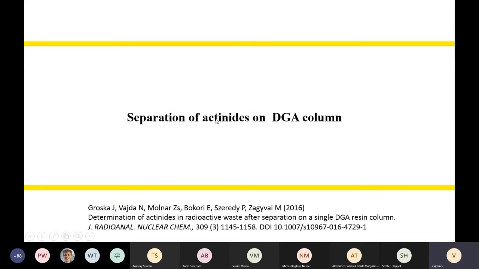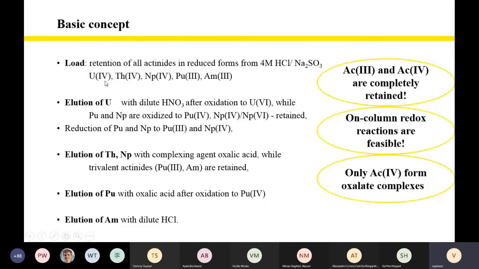So we developed a chromatographic separation for the actinides. You can read about it in our paper from 2016. The basic concept was that we load the actinides from 4 molar hydrochloric acid on the DGA resin, where all of them are retained, and we use a strong reducing agent, so as to have tri- and tetravalent actinides only. Then we elute uranium with dilute nitric acid after oxidation to hexavalent. So it was proven that on-column redox reactions are possible on the resin.